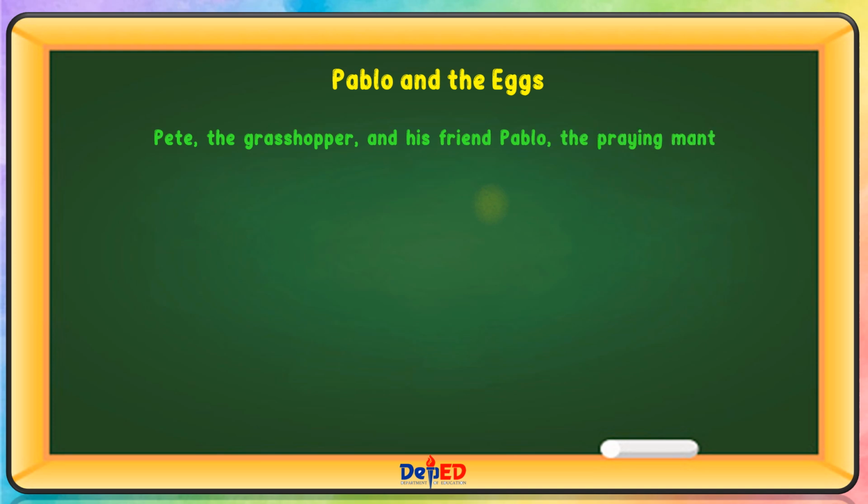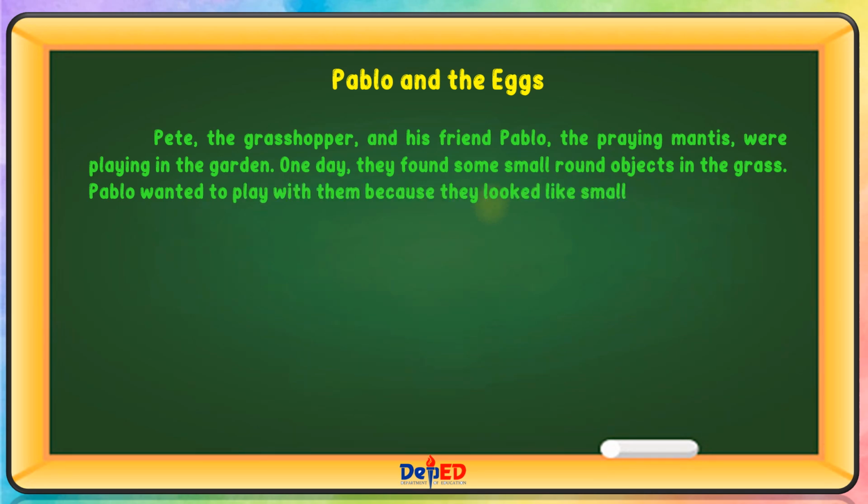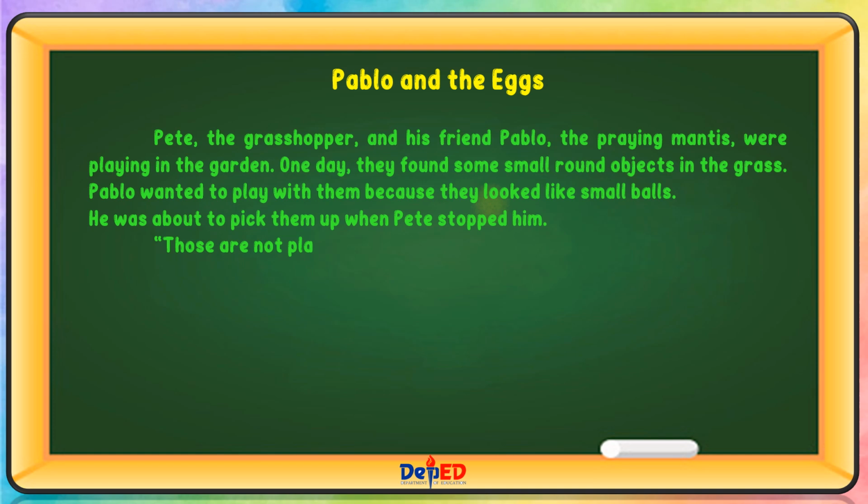Pablo and the Eggs. Pete, the grasshopper, and his friend Pablo, the praying mantis, were playing in the garden. One day, they found some small round objects in the grass. Pablo wanted to play with them because they looked like small balls. He was about to pick them up when Pete stopped him.